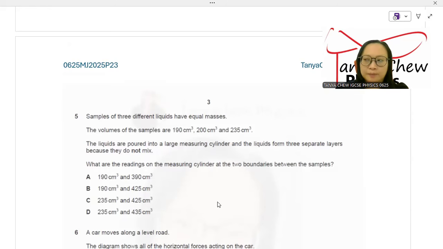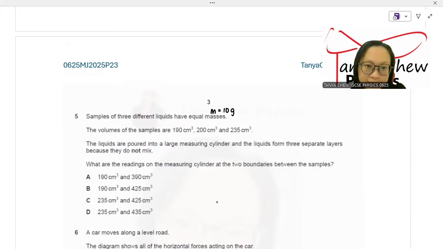If I want to make my calculation simpler, I would compare in terms of their densities because the volumes are different, but their masses are the same. The densest liquid will sink and the least dense liquid will rise at the top of the surface of the measuring cylinder. I am going to assume that since all the liquids have equal masses, their masses would be 10 gram.